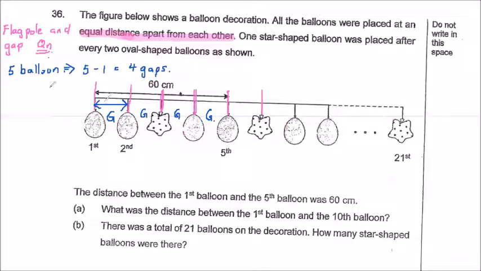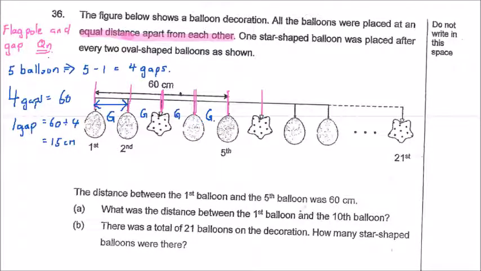Oh, so guys, next, you find out if 4 gaps is going to give you 60, right? So one gap, the distance of one gap will be 60 divided by 4. That will be 15 cm. Can you see it?